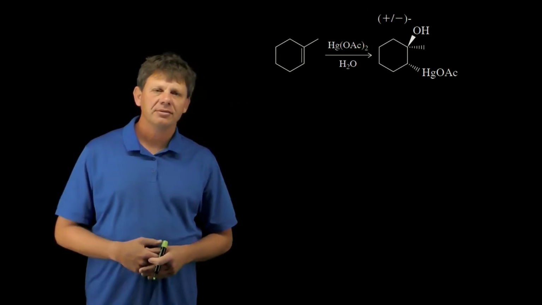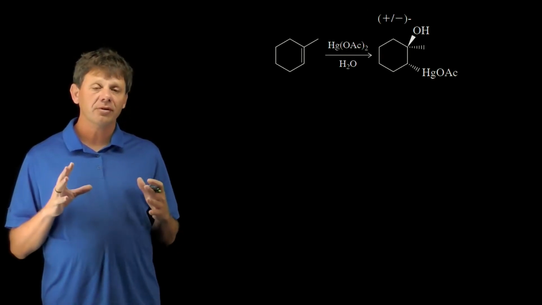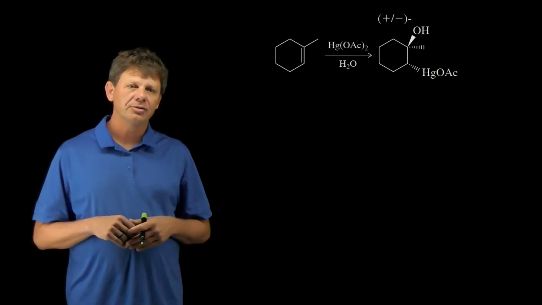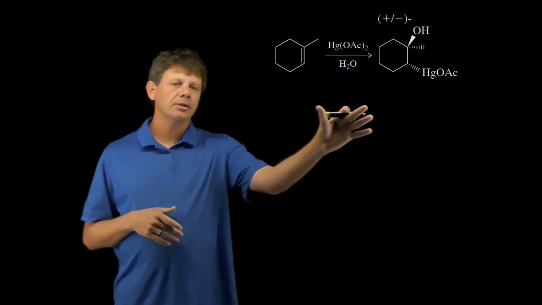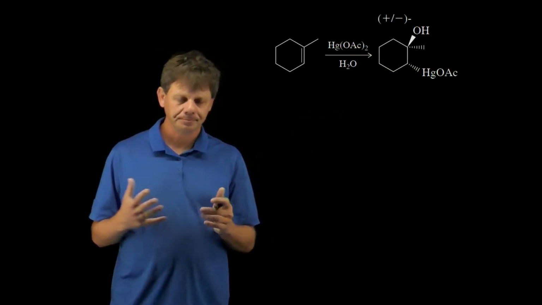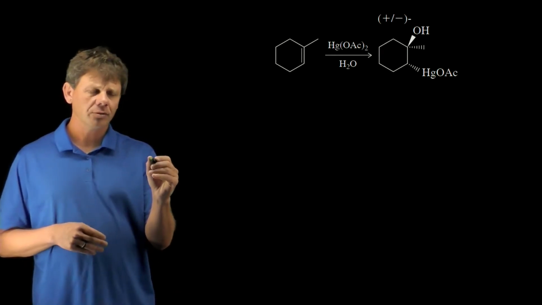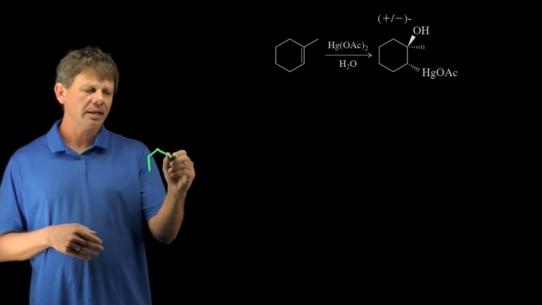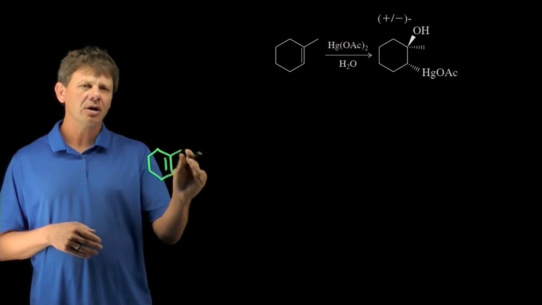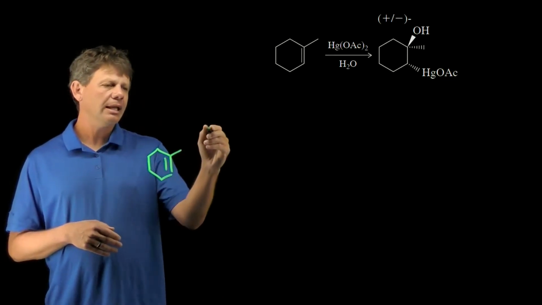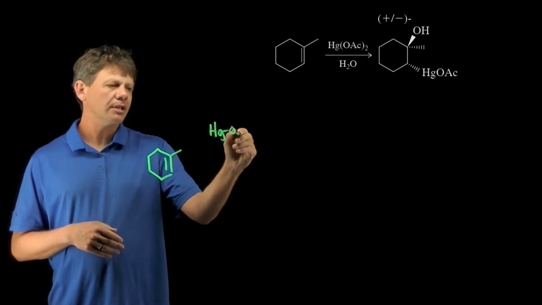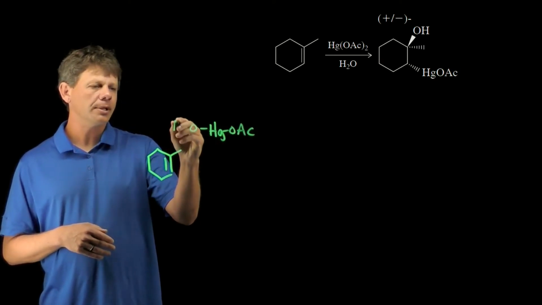This assessment asks us to draw an arrow pushing mechanism for the first step of 3 different reactions from a figure in the text. We'll do it for the one on screen. I'm going to redraw so we don't have to worry about the Weatherman effect, but the reaction is going to start by the alkene attacking the electrophilic mercury.